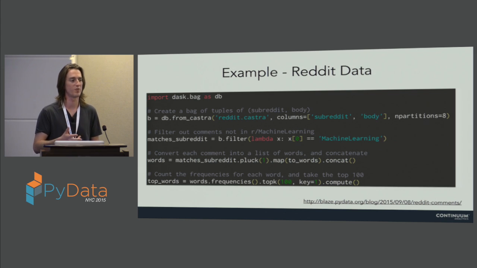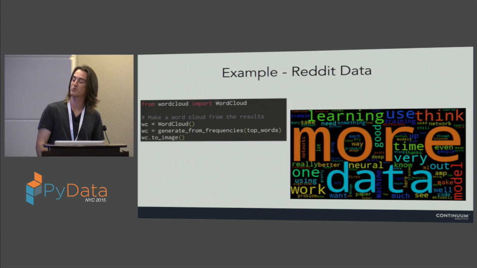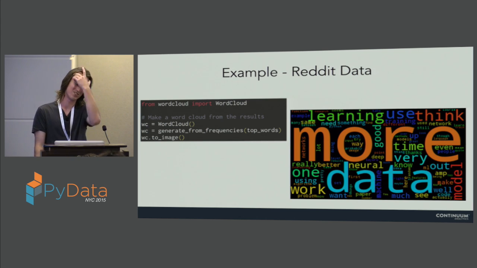And so this looks a little bit like the Spark API. It's a lot like most functional processing things. It's actually using a lot of the library tools by Matthew Rocklin underneath. And if you actually plot that, this was kind of a happy thing that came out. The top 2 words in our machine learning are more in data. So this is using Andreas's word cloud library.